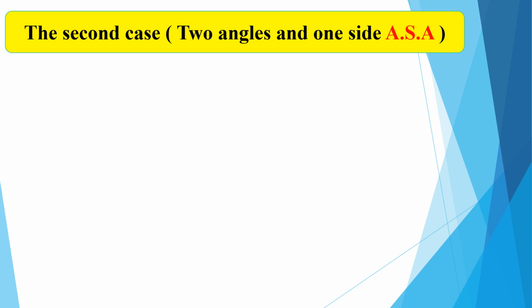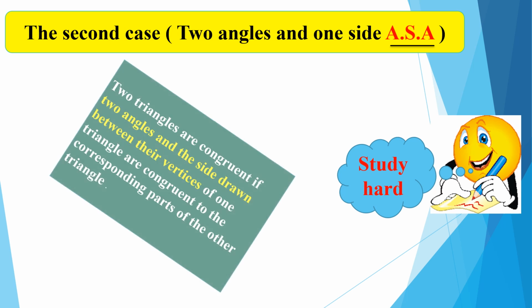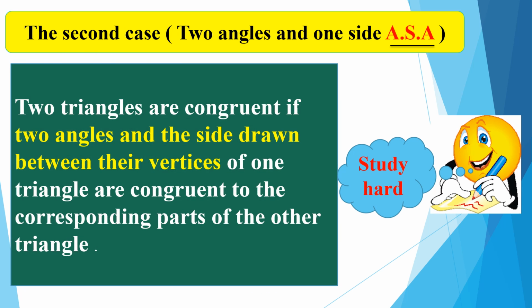The second case, two angles and one side, angle, side, angle. Study the definition. Two triangles are congruent if two angles and the side drawn between their vertices of one triangle are congruent to the corresponding parts of the other triangle.